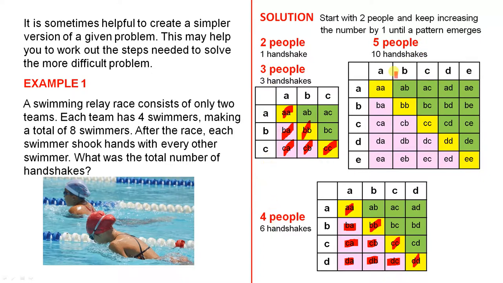Let's look at 5 people. A, B, C, D, E, A, B, C, D, E. Get rid of those for obvious reasons. And get rid of all of these because they are just the doubling up of the green ones. So they all go, because they're the same as the green. 1, 2, 3, 4, 5, 6, 7, 8, 9, 10. So for 5 people, we have 10 handshakes. So let's have a look at the pattern on the next slide.